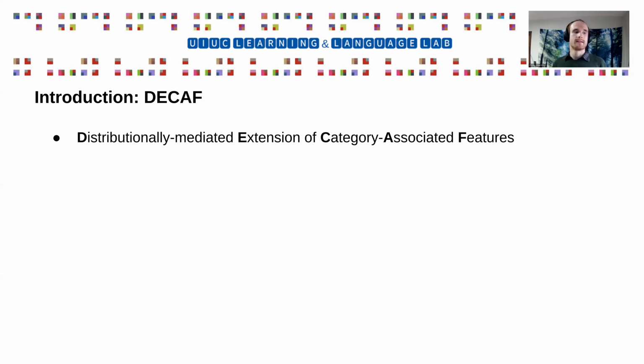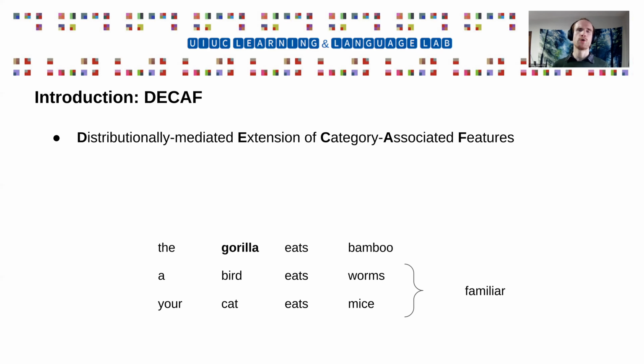So let's take a look at the task in a bit more detail. The procedure that I've termed distributionally mediated extension of category-associated features looks as follows. Imagine you've heard a bunch of sentences. We're going to use English here as an example. And you hear another sentence, and you don't know the word gorilla. And the problem is you want to know what that means without relying on the presence of a gorilla in the room. Imagine there is no gorilla in the room. That is, there is no referent onto which you can map that word.